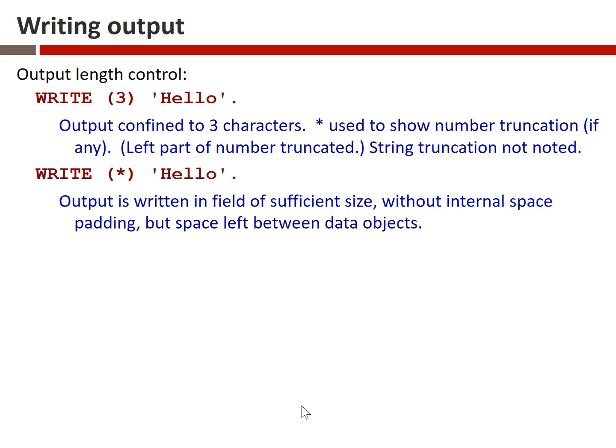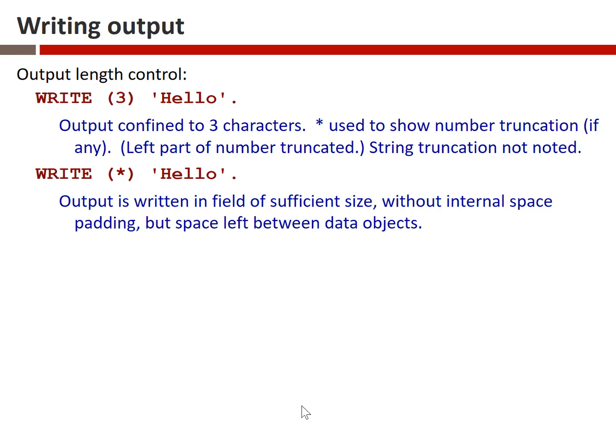Similarly, if I create a character string of size, I don't know, however many underlines I just put here, and I store the word hi in it and write that out, I'm going to get space, space, space, space, space, space, hi, which I don't want. So the star in parentheses kills off those extra spaces.